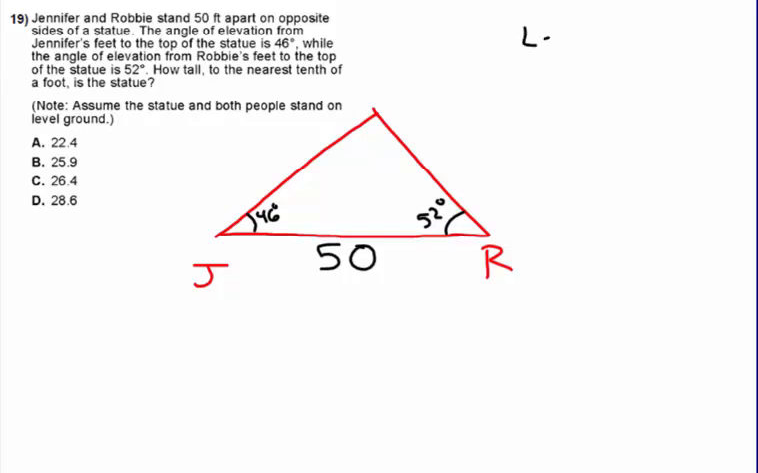Okay, since we're trying to find the height, I want to find the length of another leg of this triangle. So I'm going to use law of sines. So I can set the law of sines up by finding that third angle. Just do 180 minus 46 minus 52, and then I have a proportion there.